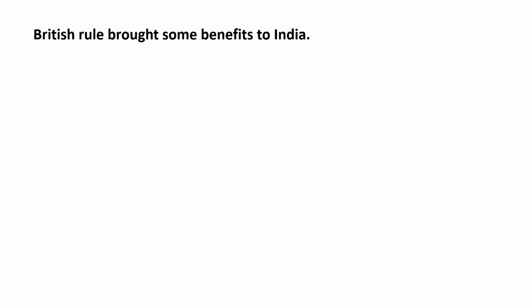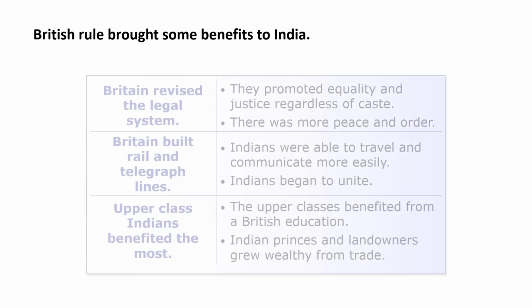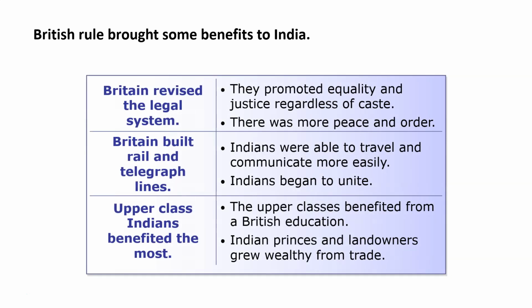So what were some of the benefits that the British brought to India? Well, the British bring their legal system, so they revised the legal system of India, promoting more equality, more justice, regardless of which caste you come from. Certainly there was more peace and more order in India than there had been before, more consistency from region to region. Britain also builds infrastructure, so railroads and telegraph lines are installed, making it easier for Indians to travel, and easier for Indians to communicate. And Indians began to unite between regions as a result of this greater connectivity.